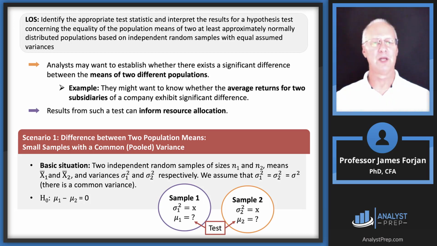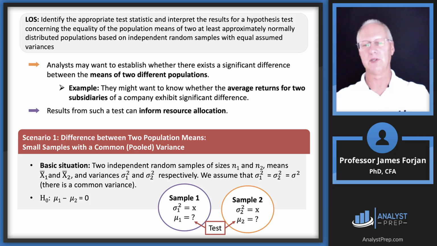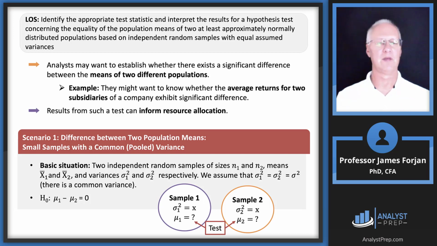All right, so scenario one, difference between two population means, small samples with a common pooled variance. All right, so two independent random samples of size n1 and n2 with means of x1 bar and x2 bar and variance there. This is what we're going to do. So what's our null hypothesis? Our null hypothesis is that the two means are equal, but a lot of times statisticians like writing it in the following form. Mean 1 minus mean 2 is equal to 0. So look at our illustration right there. We're just testing to see if those means are the same.